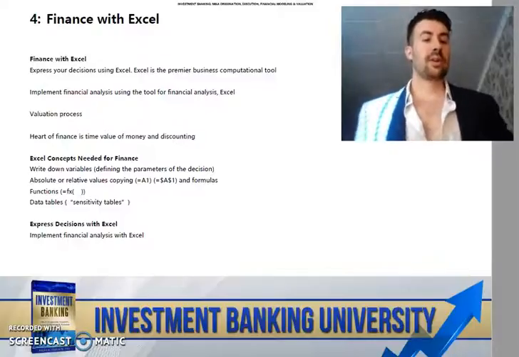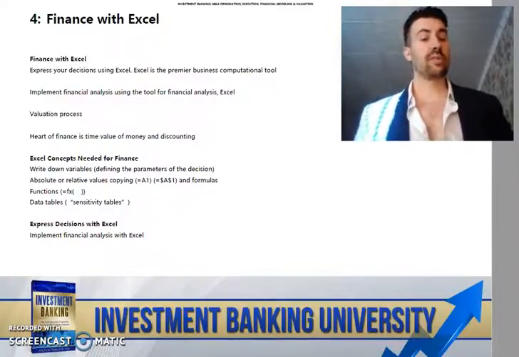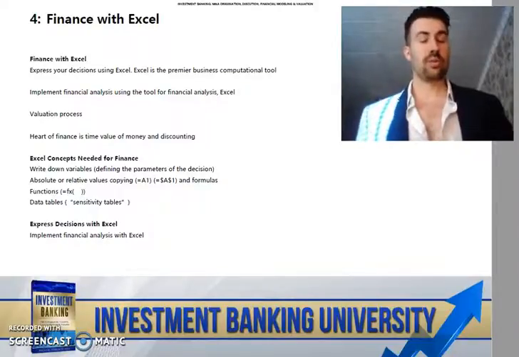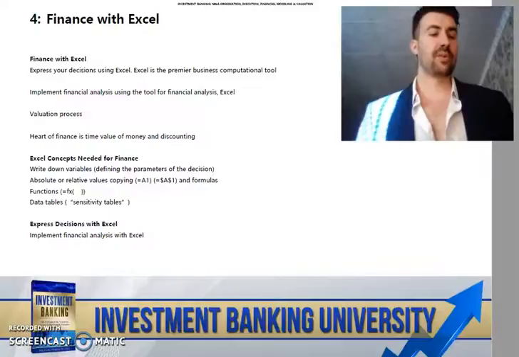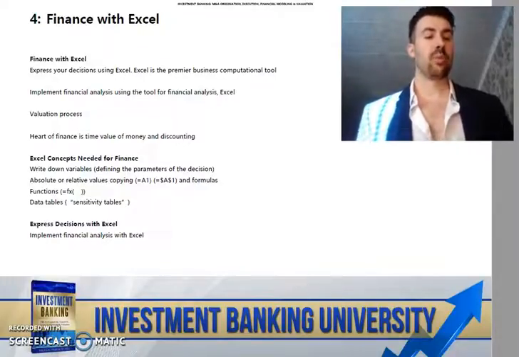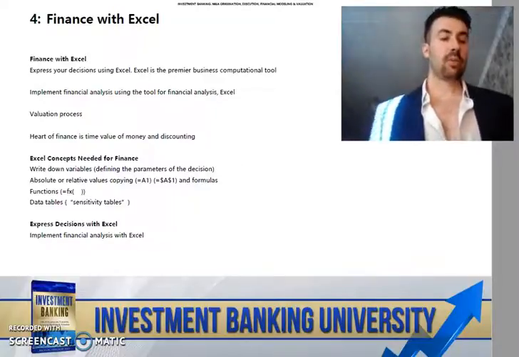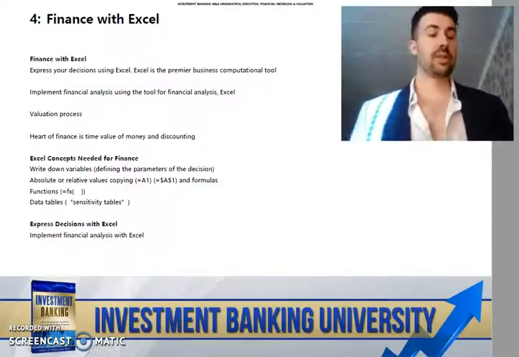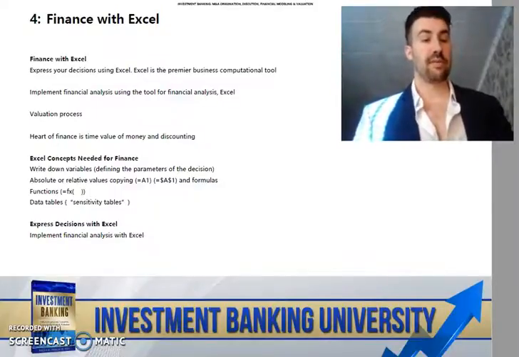For the Excel concepts used in finance, we're first going to write down our variables, which means defining the parameters of the decision. We use absolute or relative values, equals A1, or we're going to use the dollar sign, which takes our absolute value. And formulas, for example, equals fx, and then we're going to use the brackets to define the formula, which are preloaded in Excel. Or we're going to be doing data tables, which are sensitivity tables to express decisions or changes in decisions at different levels of the variable.